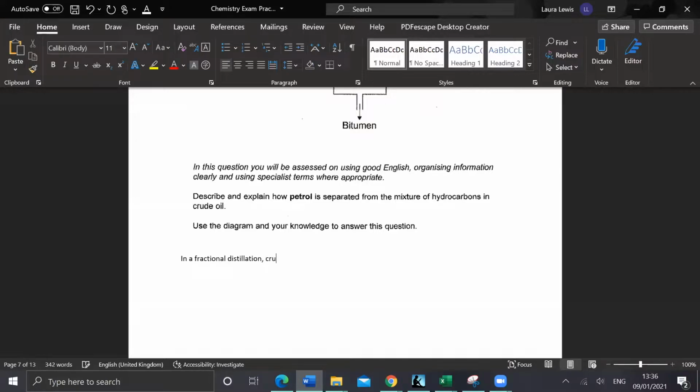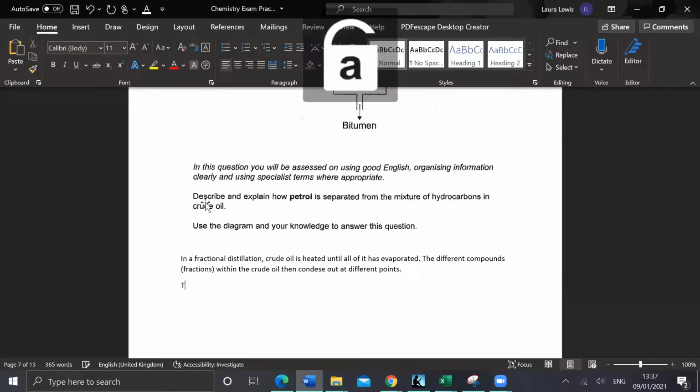In fractional distillation, crude oil is heated until all of it has evaporated, so it's very hot. The different compounds, they're known as fractions, would be another word for that. It's called a fractionating column. The different compounds within the crude oil then condense out at different points.